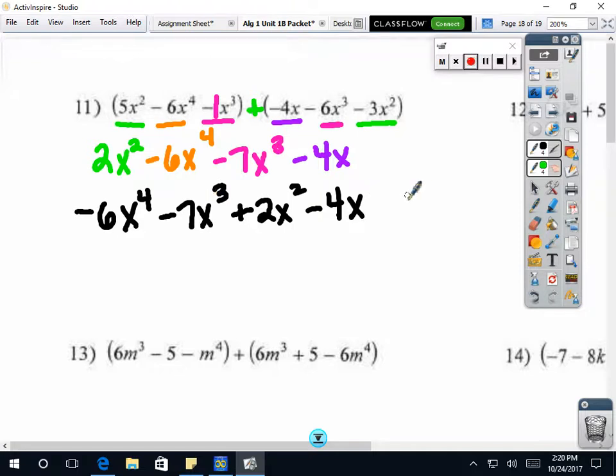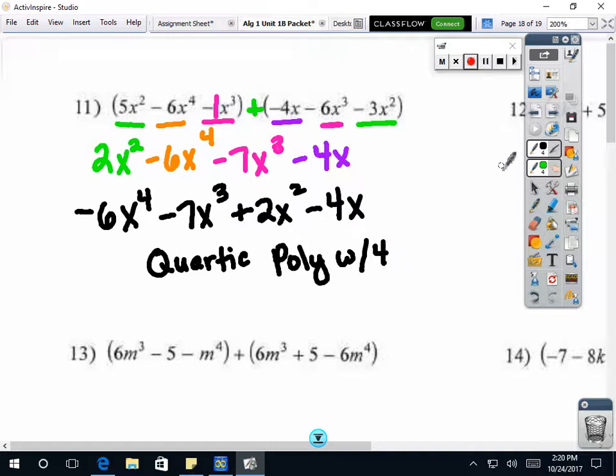Now we can name it. What degree is it? Degree 4, but what's the special name for that? Quartic. And then, yes, there is not a special name when it has 4 terms, so you write polynomial with 4 terms.